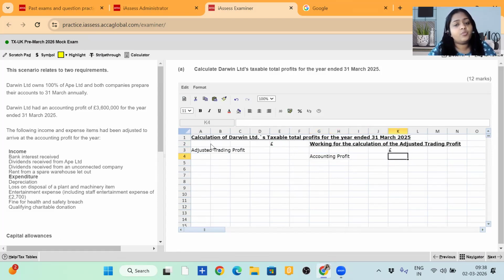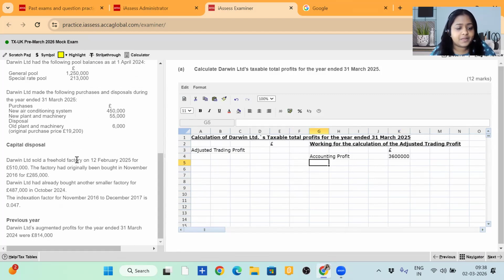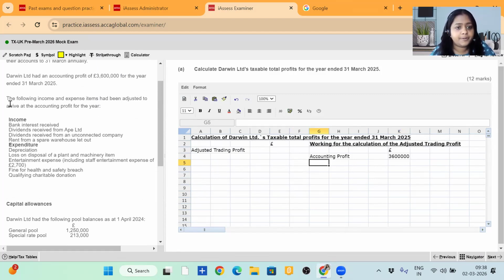And anything disallowed, we will add back. Anything allowed, we will reduce it. 3600, which is extra apart from the accounting profit. I can just extend it. It gives me 3600,000. Okay. Now let's go further. Now, the following income and item expenses are given to you. We have to do it here.